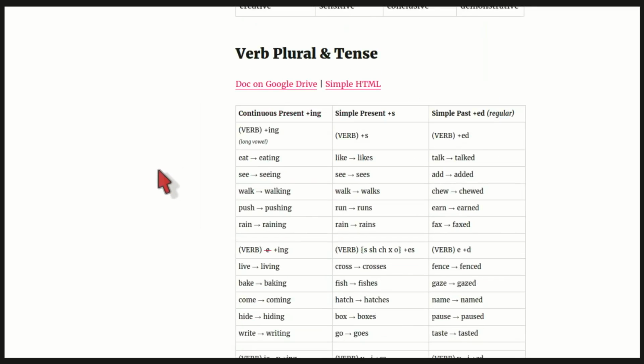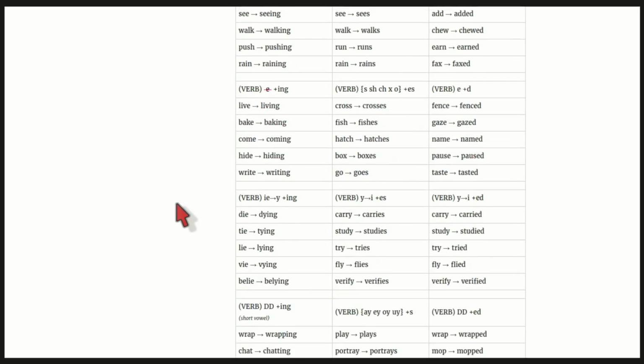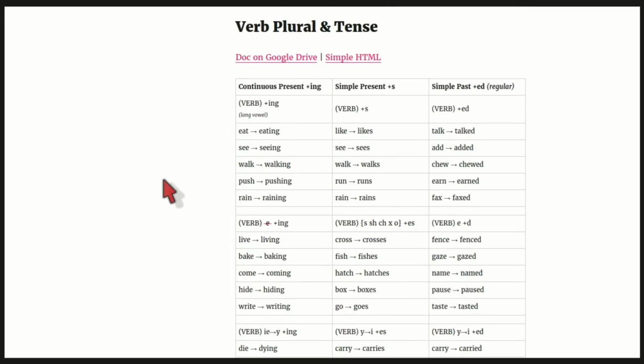This is a very interesting chart on how to change the spelling of verbs depending on the situation. These are some basic rules, and they're good to go over and good to know. This can be very useful.